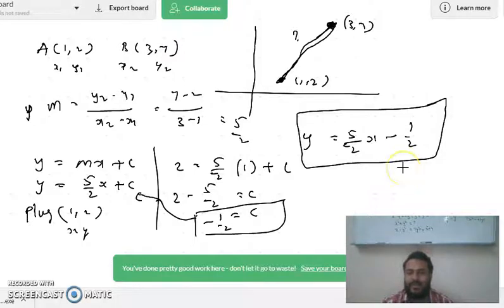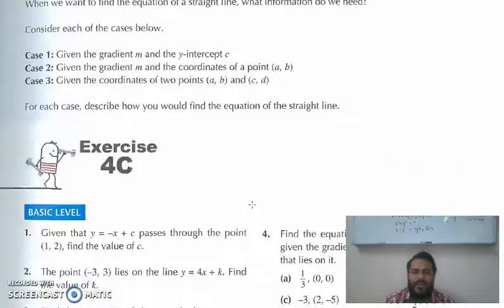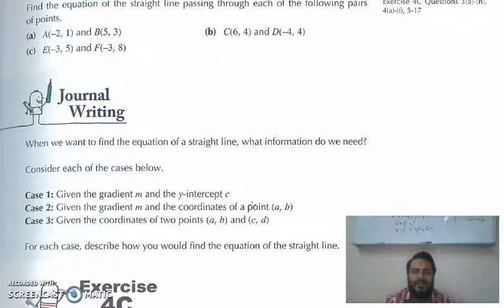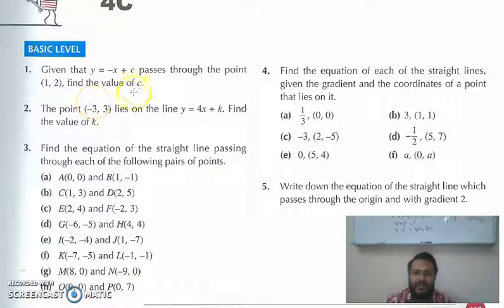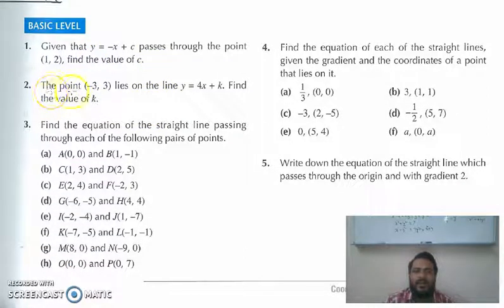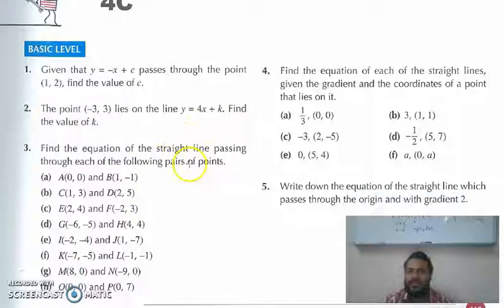One more point we have. Let me come back to the next. Given that y is equal to minus x plus c passes through the point 1 comma 2, find the value of c. It's obvious, you can do it. The point minus 3 comma 3 lies on the line y is equal to 4x plus k. Find the value of k. Similar. Find the equation of the straight line that passes through each of the following pairs of points. It is similar to how we did it now.